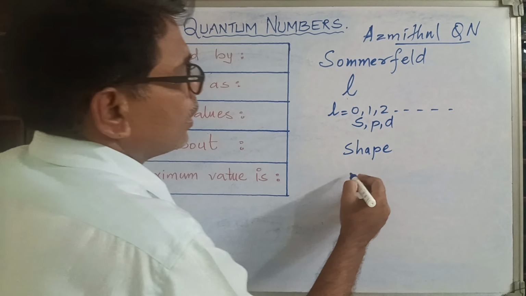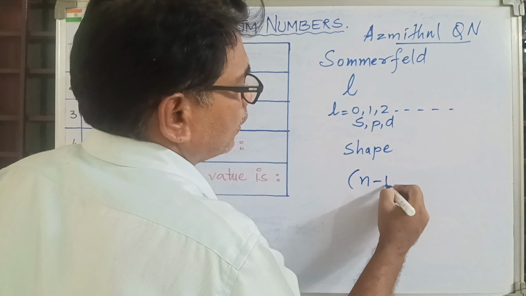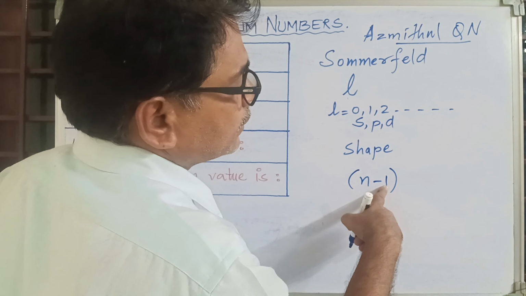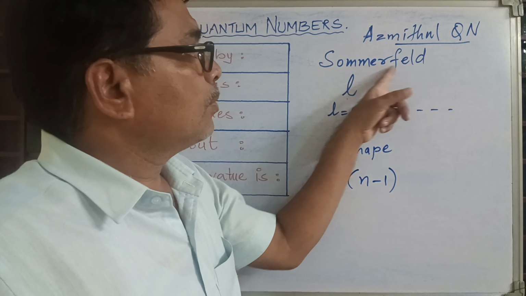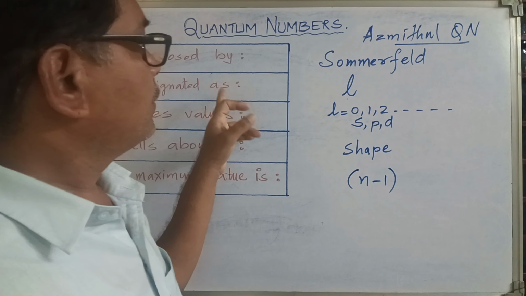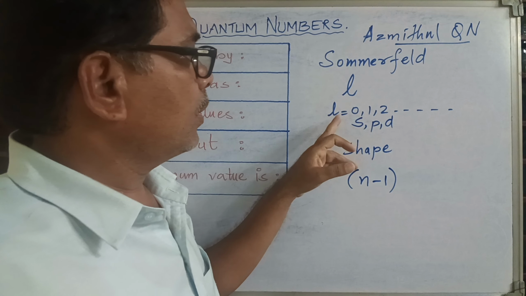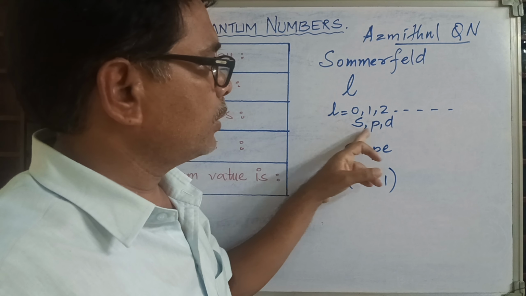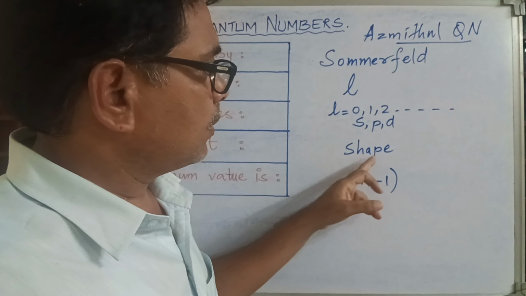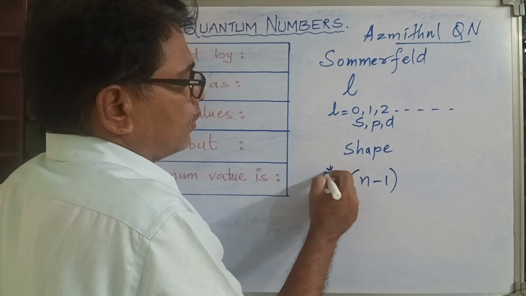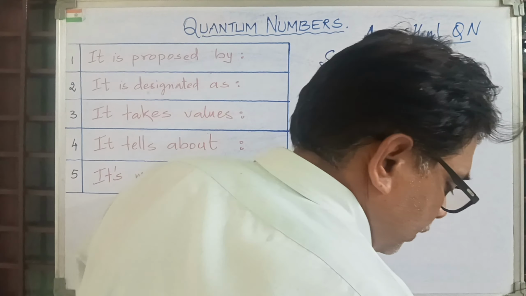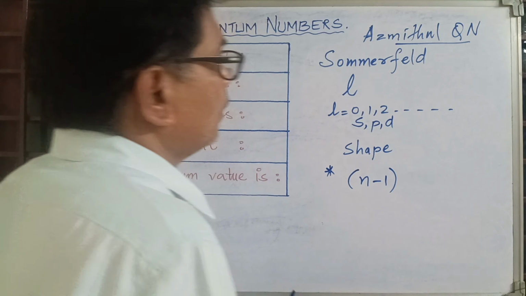Then what is its maximum value? n minus 1. In most of the books we find it as l, which is wrong; it is n minus 1. Now, the name of the scientist is Sommerfeld, and the designation is l. L is equal to 0, 1, 2, 3 as I have told you, s, p, d, f, and it tells about shape, and the maximum value is n minus 1. First of all, let us know what n minus 1 means.